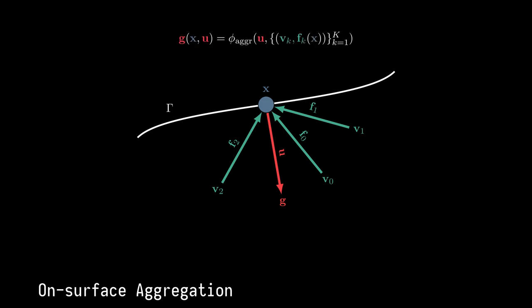The differentiable deepset network, phi, takes into account the target view direction u, the source view directions, and the feature vectors from the source images to produce a new feature vector g in the direction of the target view.